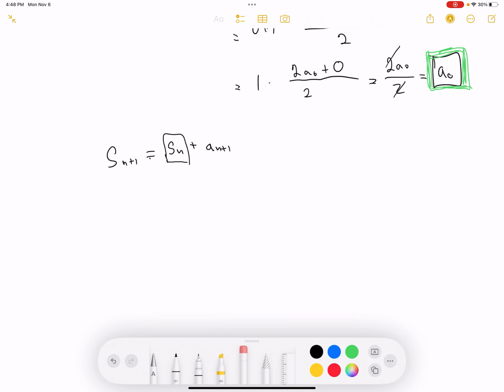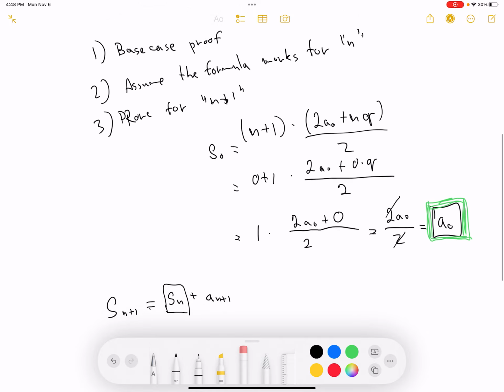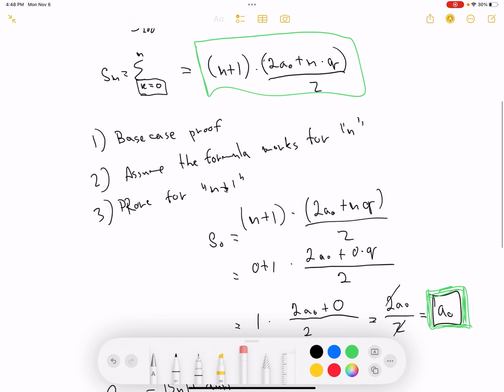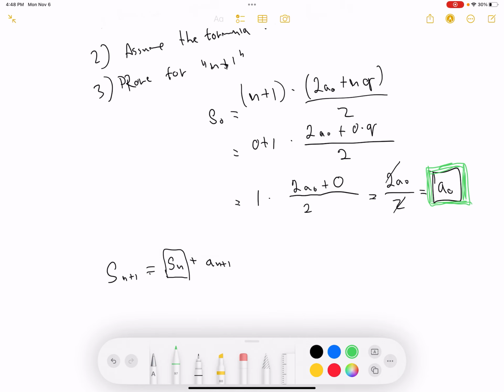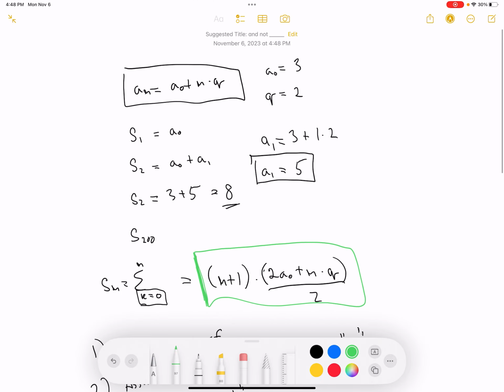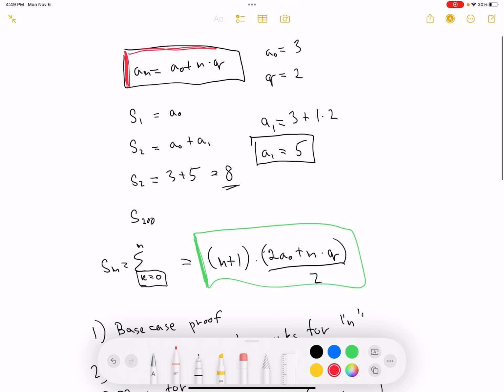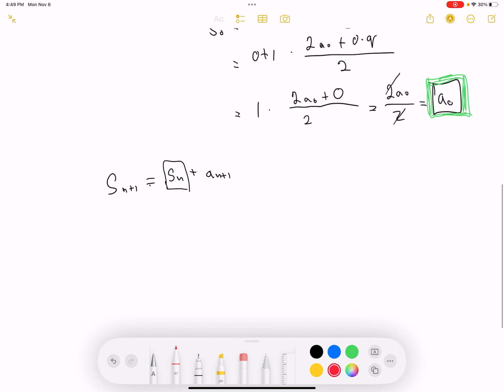So here, instead of using Sn, we would plug in the formula that was given to us. We would plug in the green formula, and instead of a n plus 1, we would plug in our term formula for calculating a single term. Let's highlight this one with red. Okay. So the formula for an is a0 plus n times q. All right.